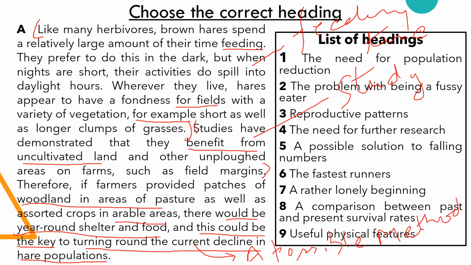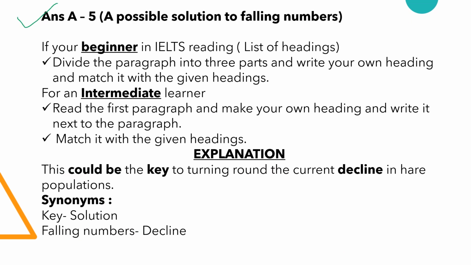And now check the main headings. The need for population reduction, no reference. The problem with being a fussy eater, no reference. Reproductive patterns, no. The need for further research, no reference. Fifth, a possible solution to falling numbers, yes. Answer A: fifth, a possible solution to falling numbers.